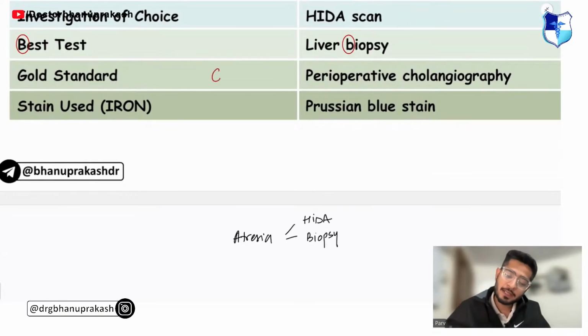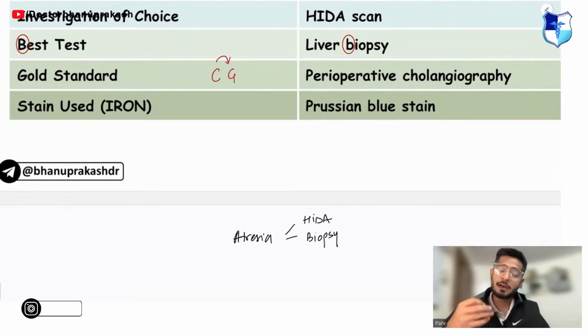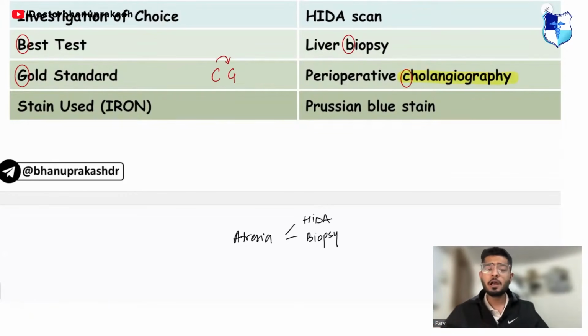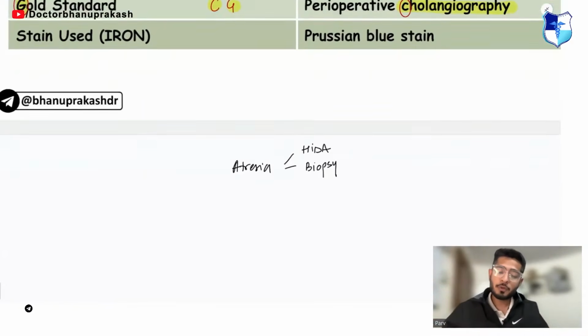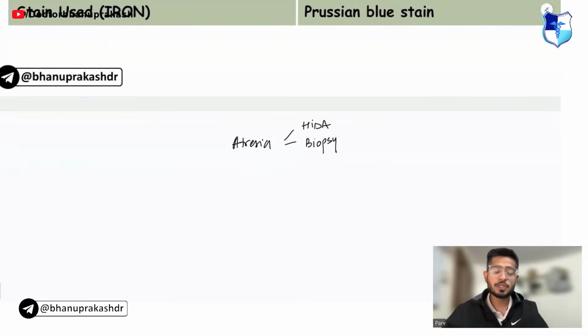I always teach you that C and G are similar looking. So the gold standard, starting from G, is going to be C. What is C? Cholangiography. Okay, is it clear? So the best test is liver biopsy, B for biopsy, B for best test, and G for gold standard. So C and G come together. Gold standard cholangiography.